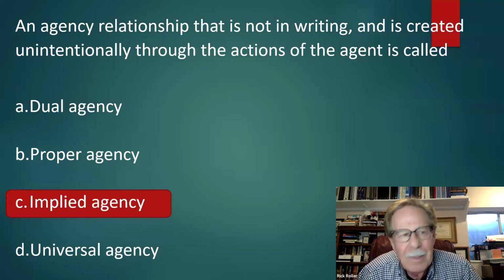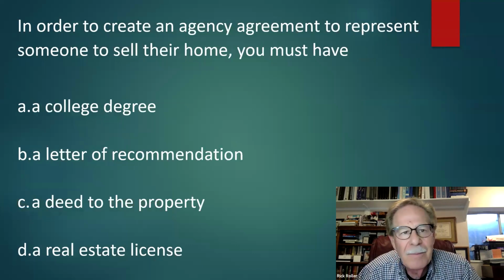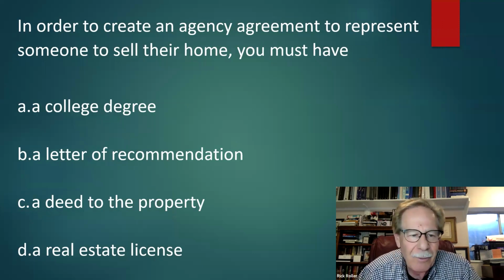I don't know. Our next question, please, is: in order to create an agency agreement to represent someone to sell their home, you must have a college degree, a letter of recommendation, a deed to the property, or a real estate license. What do you think, gang?